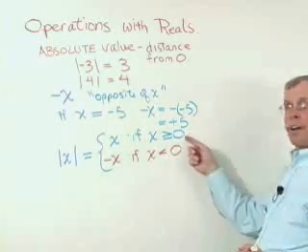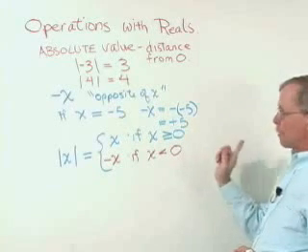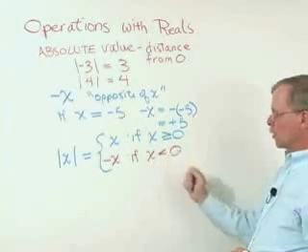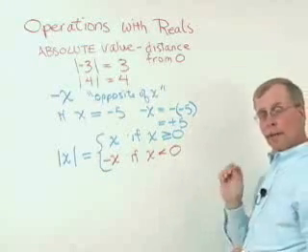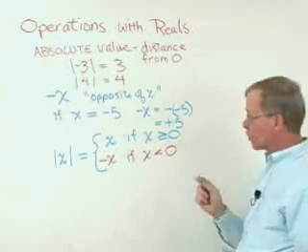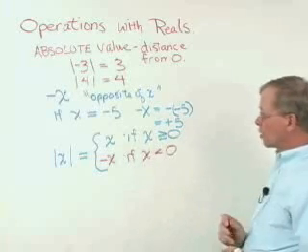Notice the trichotomy property here. We have 3 conditions. x is smaller than 0, x is greater than 0, x is equal to 0. And we're told what to do in each one of those particular conditions.